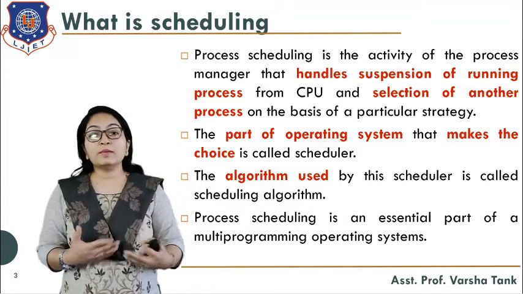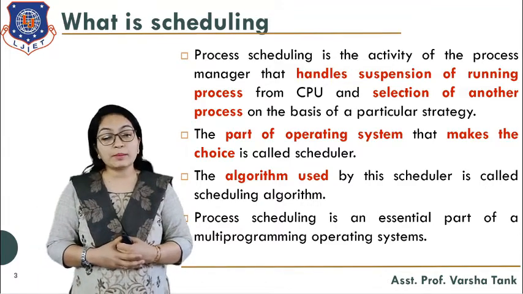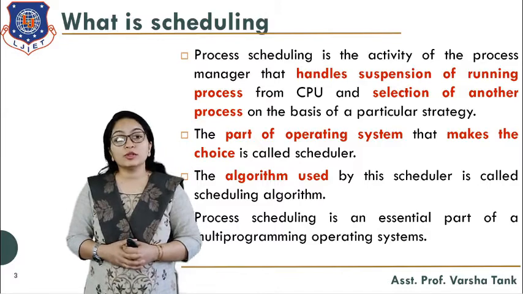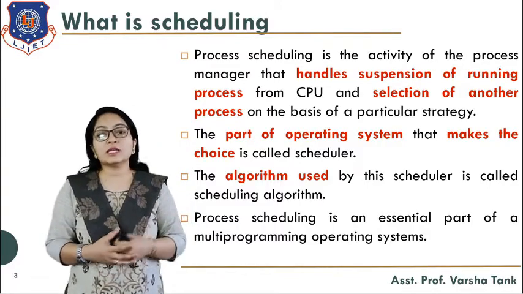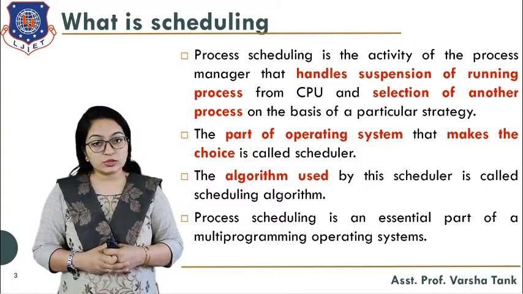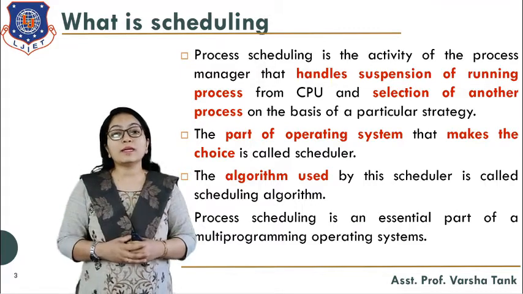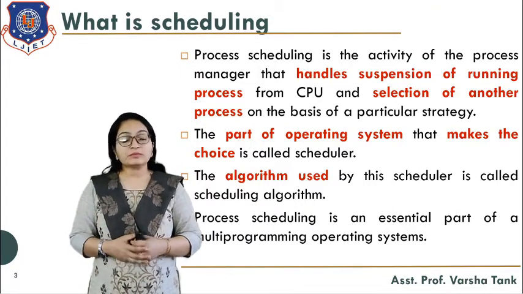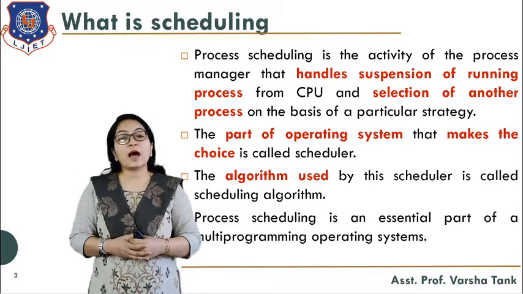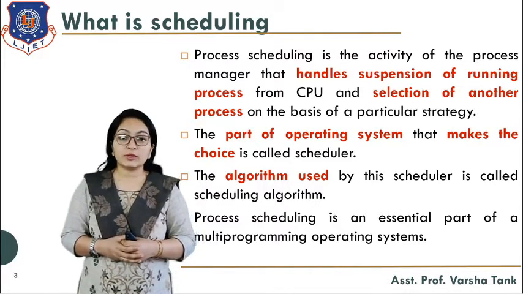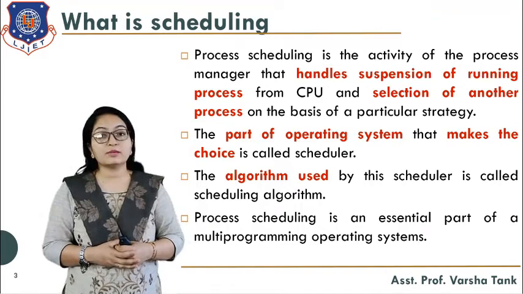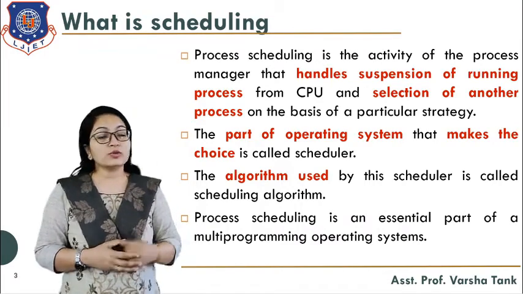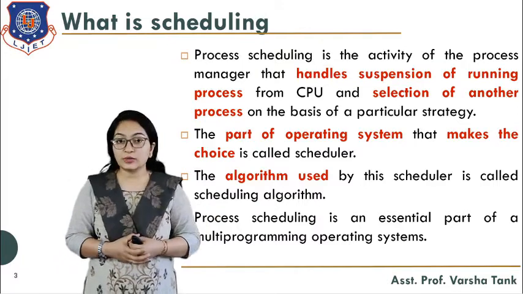If any process is suspended, then we have to select another process for execution. Or it may be that we have defined a time quantum, that for 3 seconds this process will go for execution, and for another 3 seconds the next process will go for execution. So that depends on the time quantum. The time slice may expire. At that time also we have to suspend the execution of one process and select another process for execution from the ready queue. So this is the role of process scheduling.